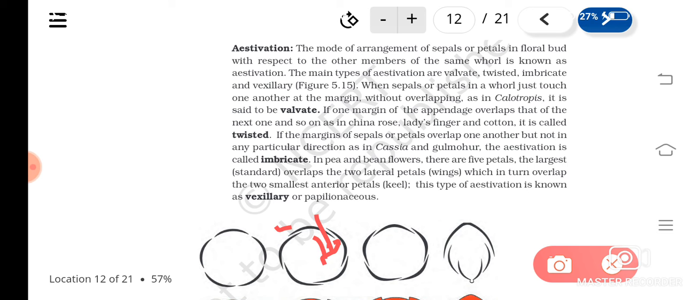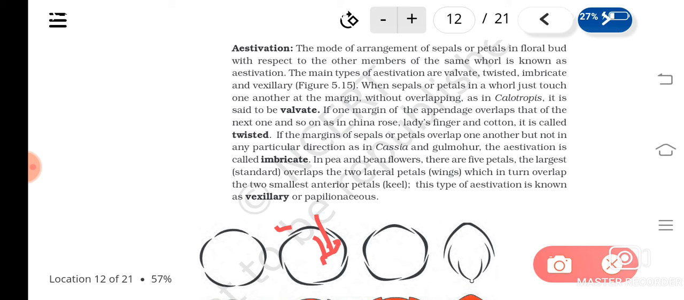So like this, if the margins of the appendages overlap that of the next one, then it is known as what? Twisted. For example, in China rose, lady fingers, etc. Understood? Now next is what?